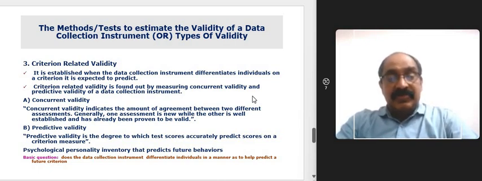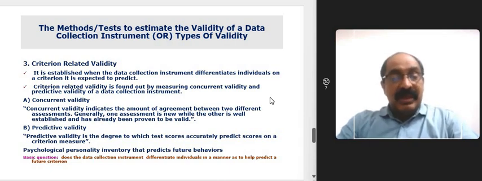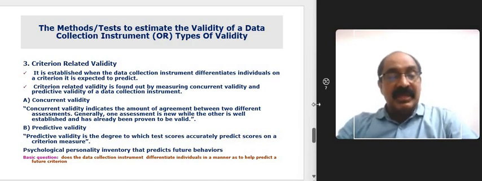So here there are two different assessments. One is the instrument which the researcher has developed, and there is already a proven method. He compares the new method with the proven method, and if the results are the same, then we can say that his test has a high concurrent validity.